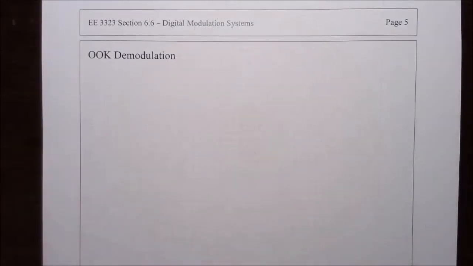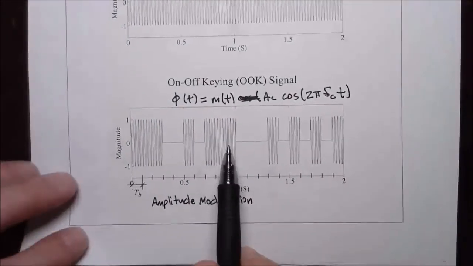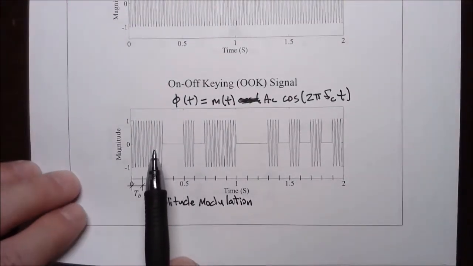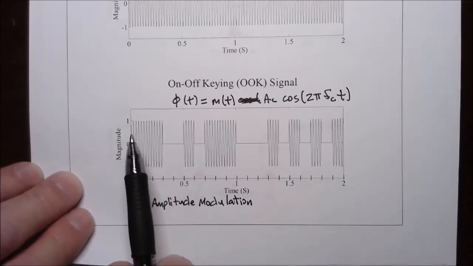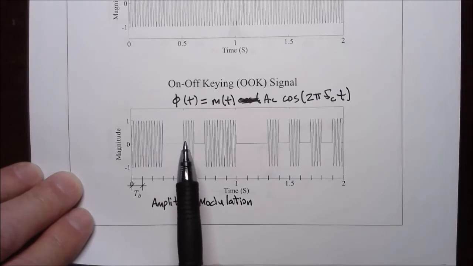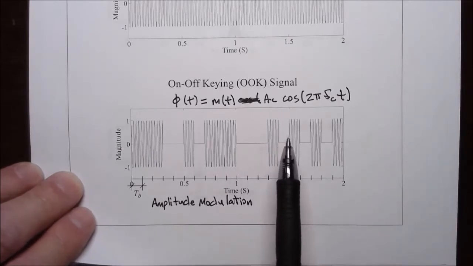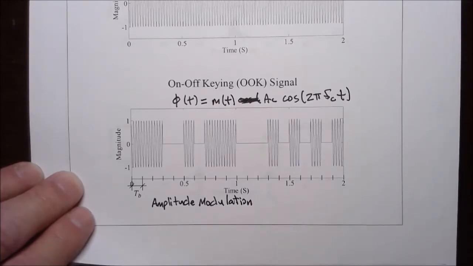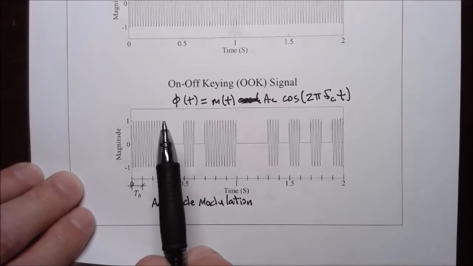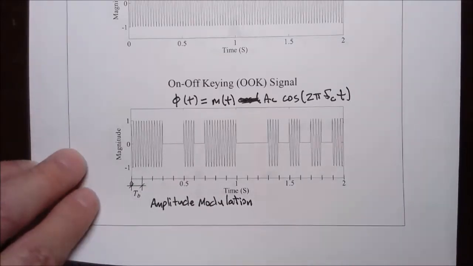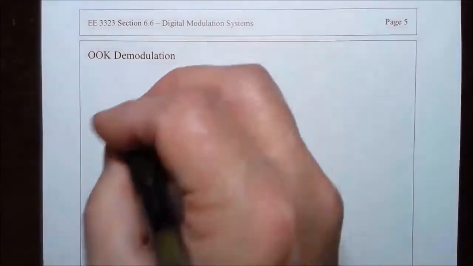Now, to demodulate this signal, if we look back again at the modulated signal, I think we can see the easiest way is we want to recover this envelope, which will give us the binary signal. And the easiest way to do that would be with a peak detector. So it's quite straightforward to demodulate.